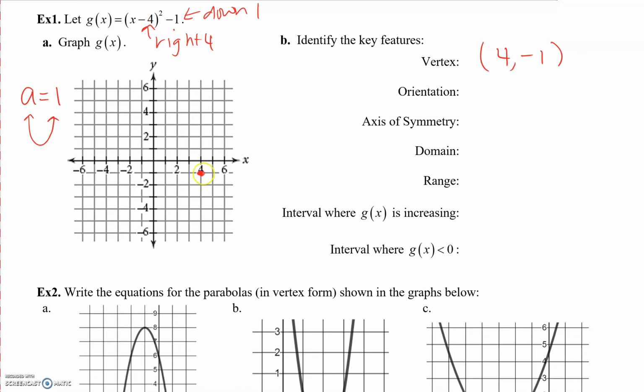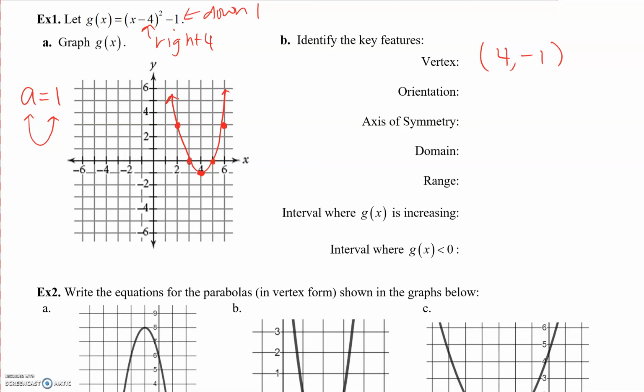I like to graph based on the spacings of points. So from the vertex, I'm supposed to go over 1, up 1, and then over 1, up 3. If I had more space, I could go over 1, up 5, but I think that gives me an idea of what the right side looks like. And now I do the left side, over 1, up 1, over 1, up 3. We like to see at least 5 points on a parabola, and now I could sketch it in.